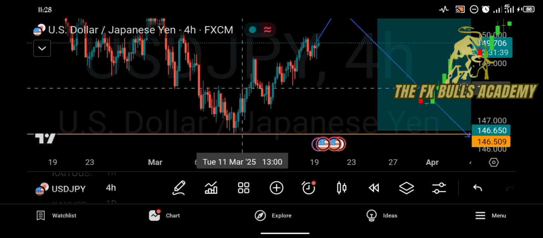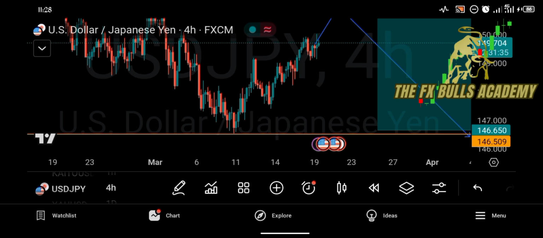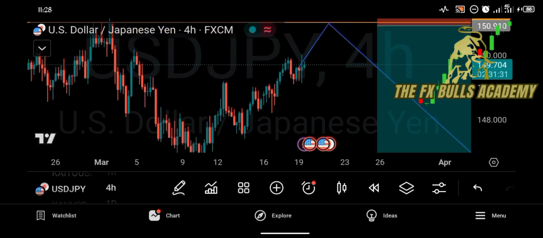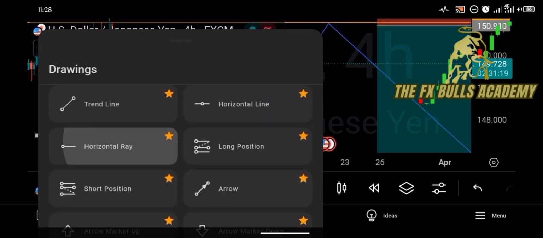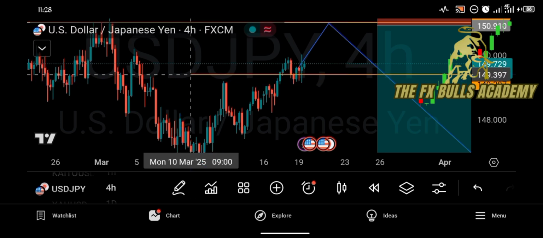So for me now, I'll be expecting to buy USD/JPY, because I'm seeing price has changed its trend already. For me to buy USD/JPY, I'll be marking my support. That means if you are buying, you buy from low and you sell when price is high. So I'll be looking to buy from support. So now this is a support for me.